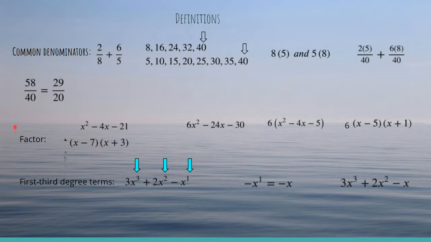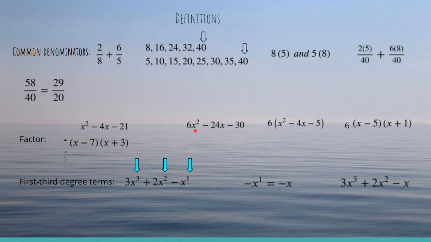So how do you factor? I'm going to give you two examples. Say you have x squared minus 4x minus 21. First off, there's x to the second power, so you put out two parentheses. That's the easiest way. Then what two numbers multiply to negative 21 but add to negative 4? Negative 7 and positive 3. Negative 7 times 3 is negative 21, and negative 7 plus 3 is negative 4. So this equation is factored.